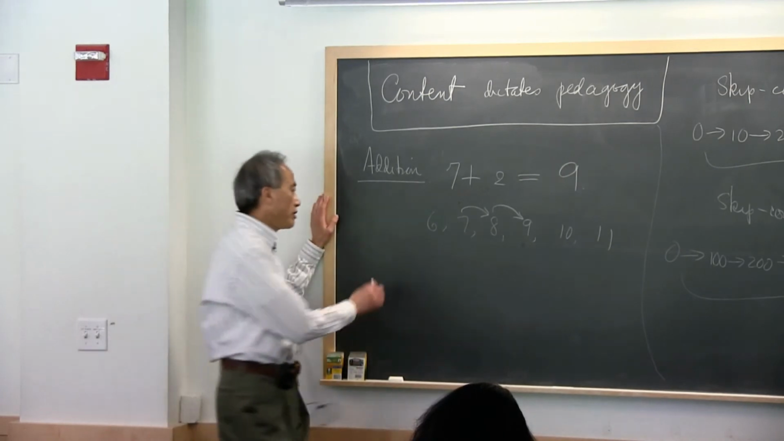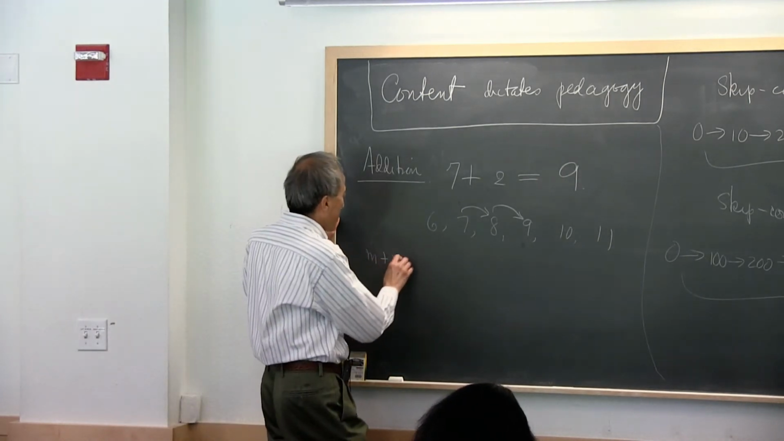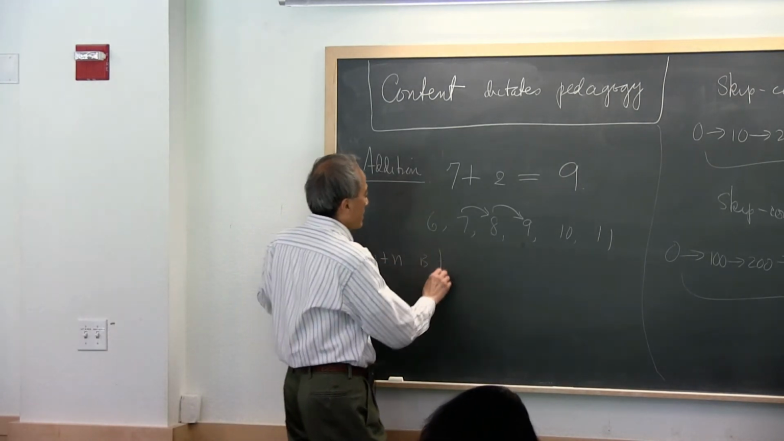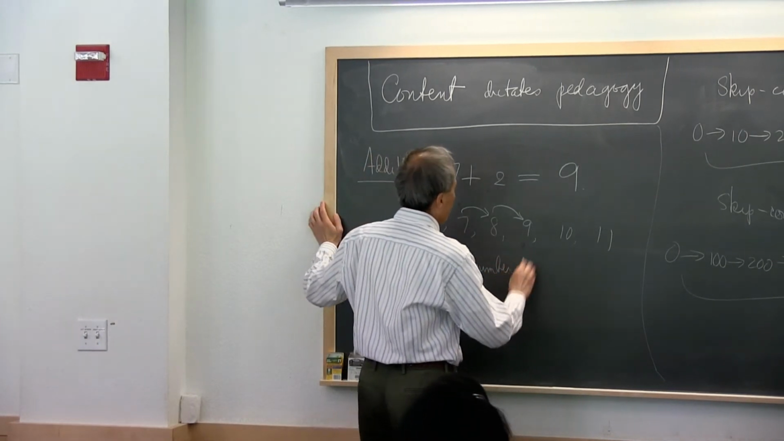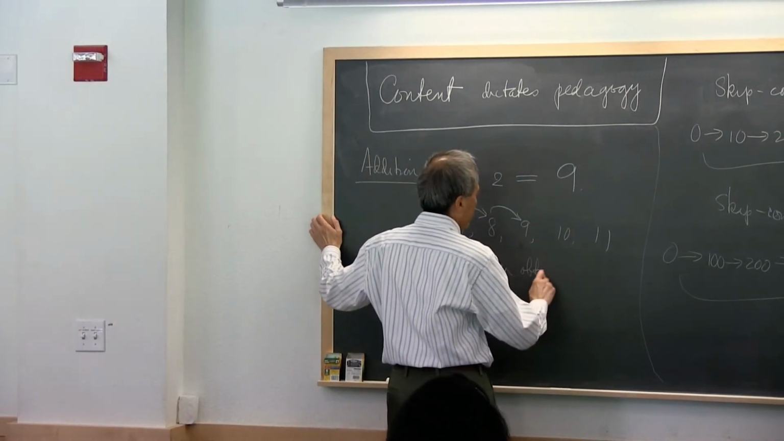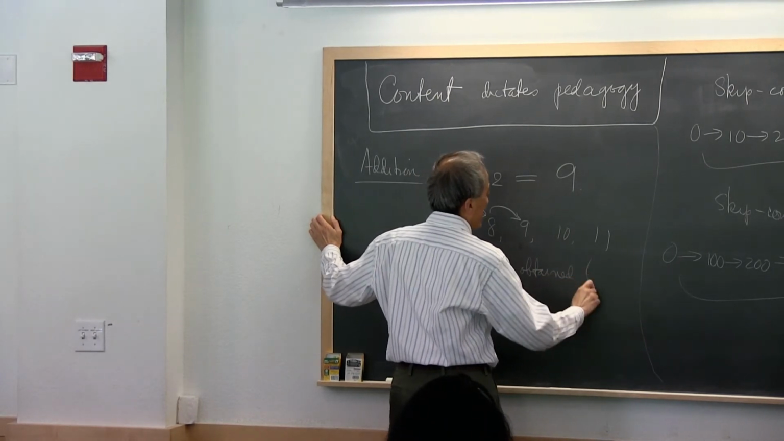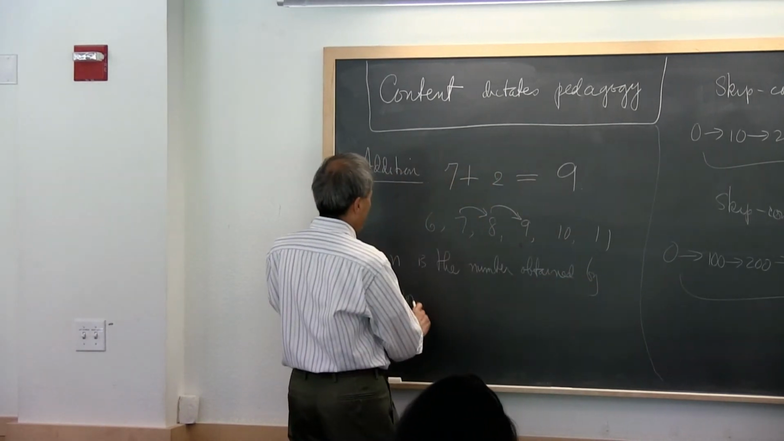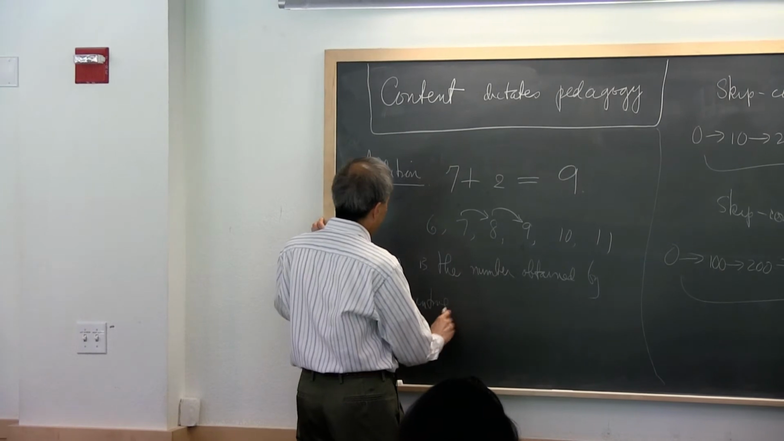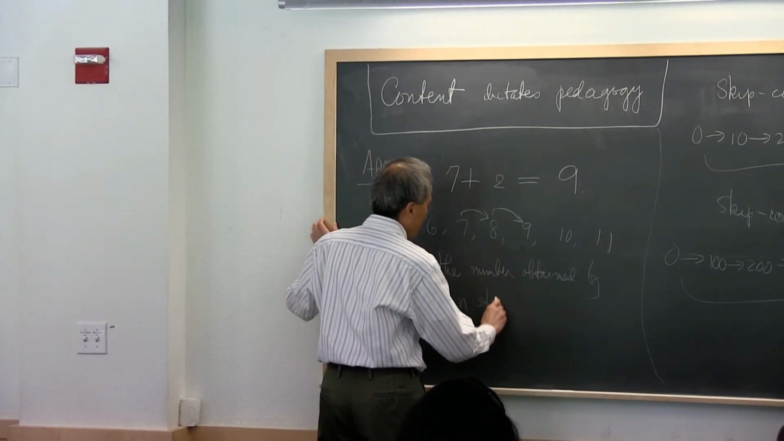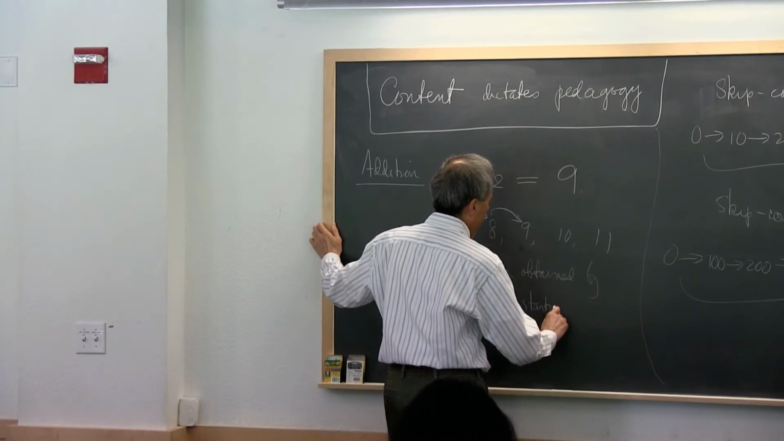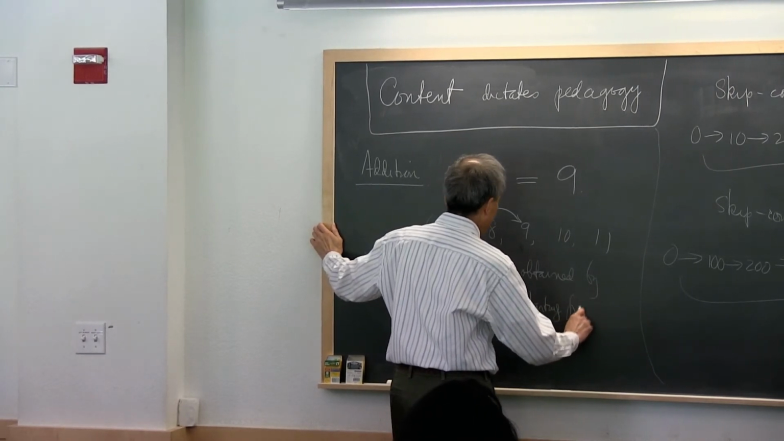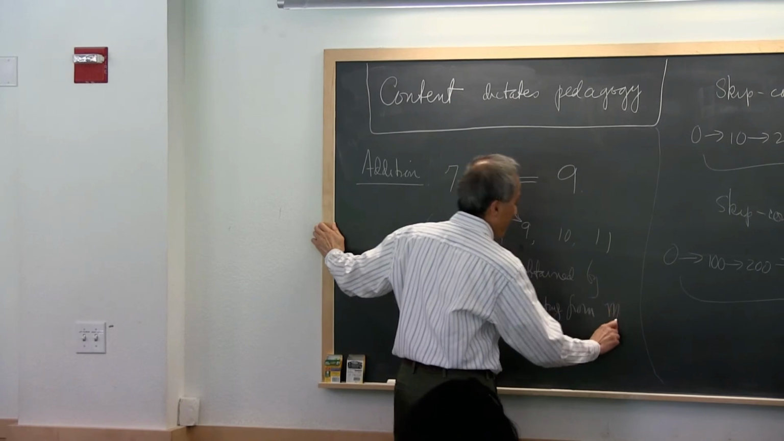So in general, m plus n is the number obtained by counting n steps starting from m.